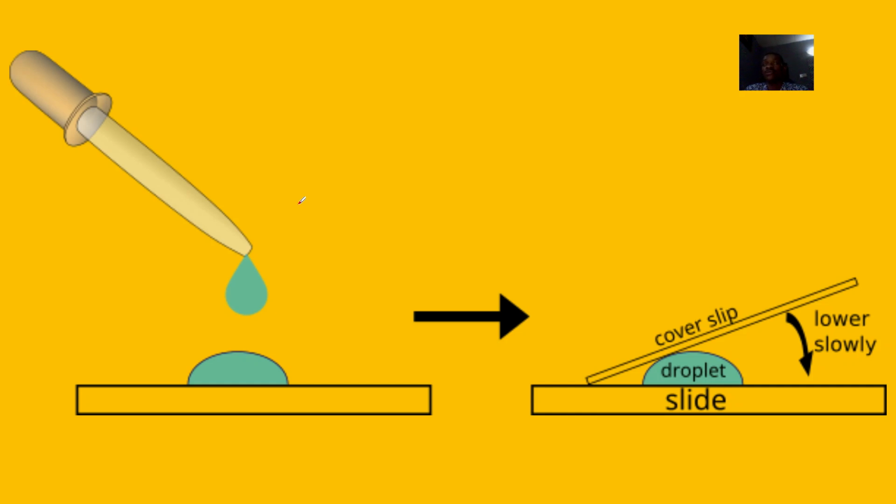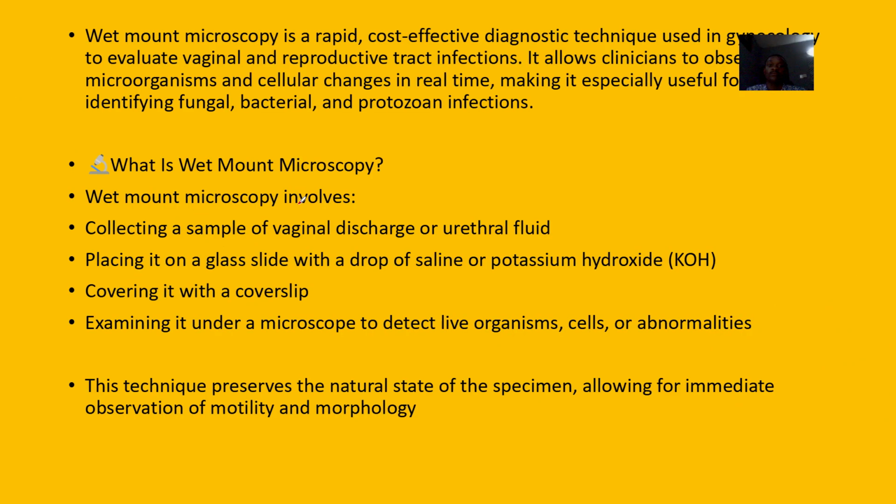So let's describe what a wet mount is so that you can actually know what it is in literature. It's a cost-effective diagnostic technique. It's used in gynecology to evaluate vaginal and reproductive tract infections. It allows the clinicians to observe live microorganisms and cellular changes in real time. So it makes it especially useful for identifying fungal infections, bacterial infections, protozoan infections.